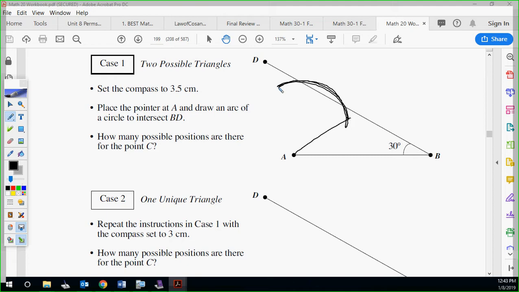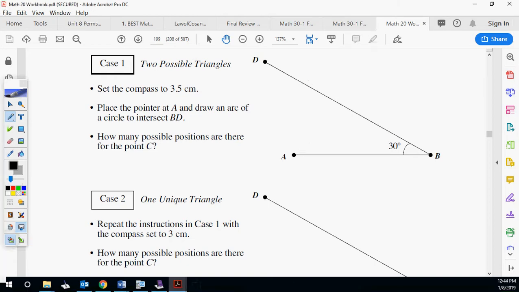So how many points are possible for point C is the question. What they're saying is there are 2 intersections when you do that. So that's one option for SSA. That means that 2 answers are possible. Okay, and that's because of the symmetry of a circle, because of the degree measure.